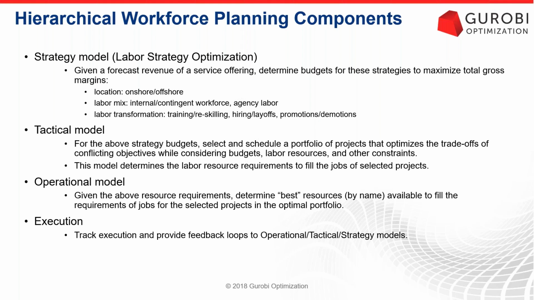Labor mix strategy basically is the different type of workforce that you can have: internal workforce, contingent workforce, or agency labor. So basically you contract another company to do the work and they provide the labor. Labor transformation strategy basically entails training and reskilling, hiring and layoffs, and promotion and demotion of your labor.